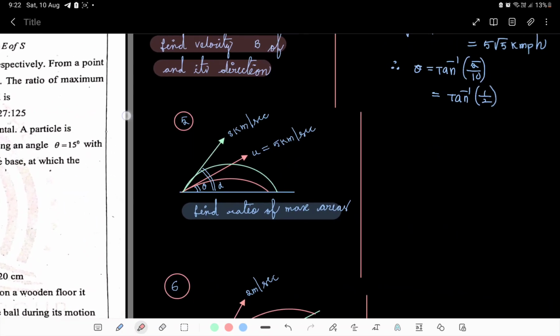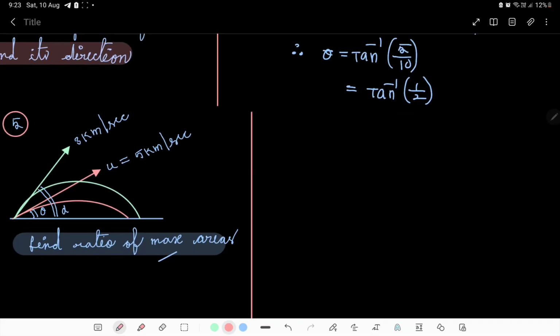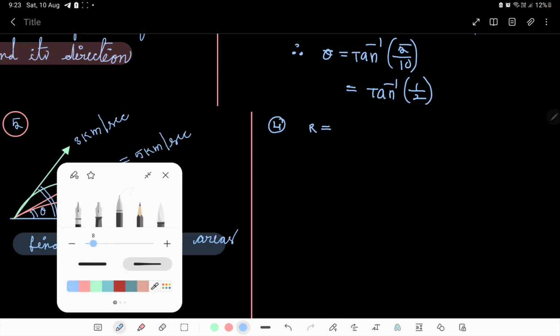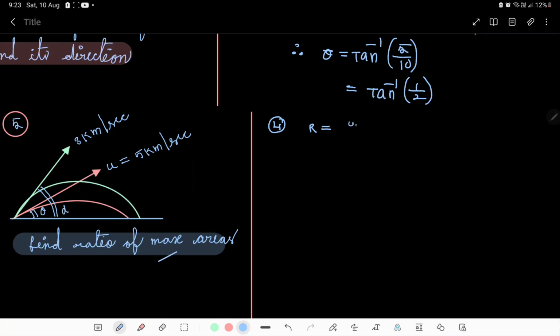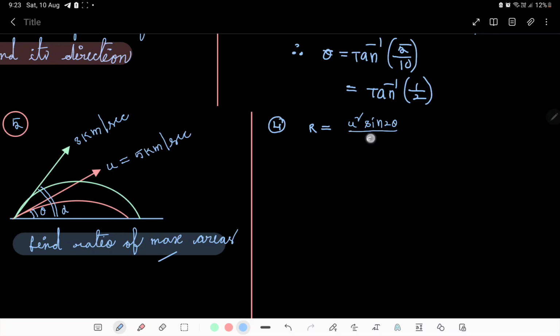So here in the diagram, we have two bullets. One has 3 km per second, the other has 5 km per second. Then we have to find the ratio of the maximum areas. You know the maximum area formula, right? First of all you have to know the range formula. Therefore let's say logic number 1: the range is equal to u square sine 2 theta by g, right?